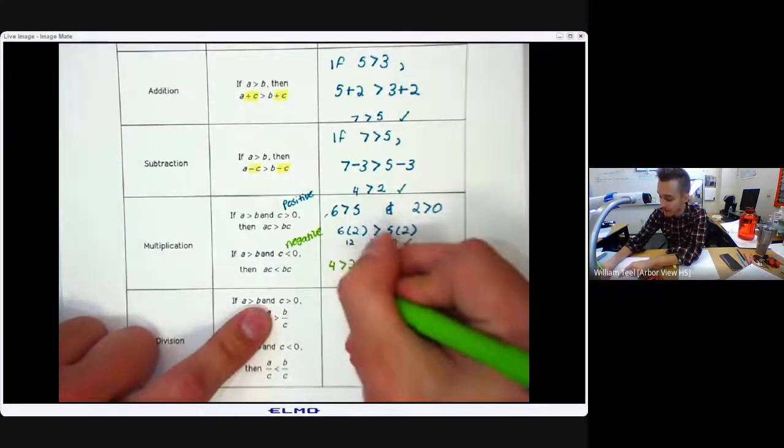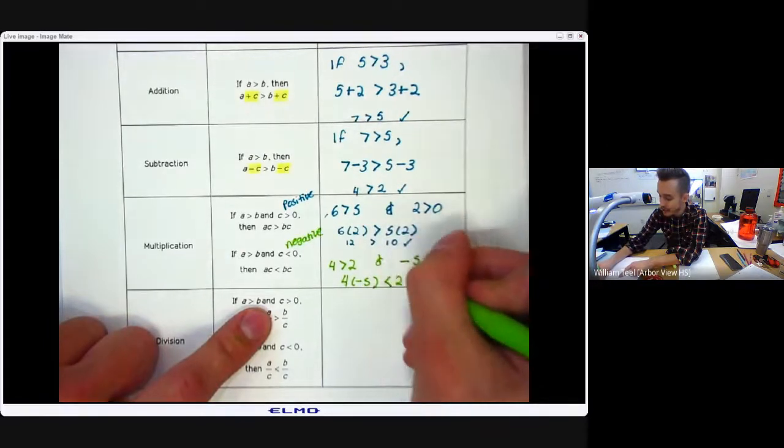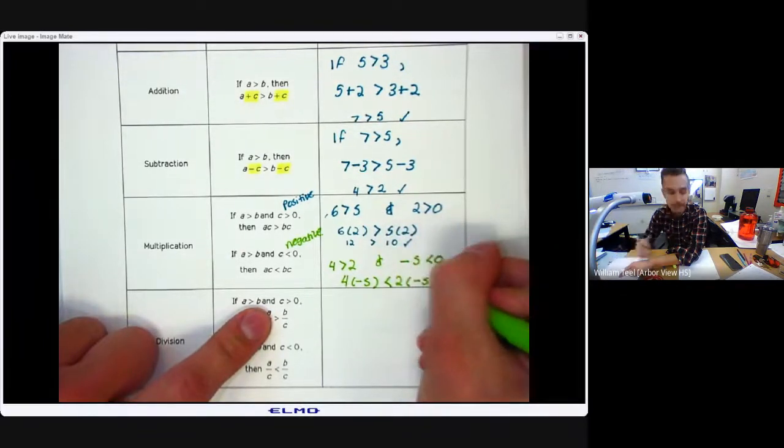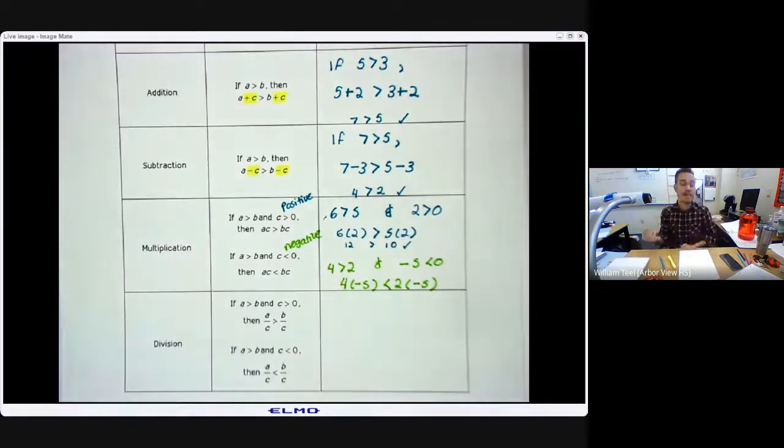Then we know that A times C has to be less than B times C. So essentially, 4 times -5 is going to be less than 2 times -5, okay? And we know that's true because 4 times -5 is going to be -20. -20 is less than 2 times -5, which is -10, all right?